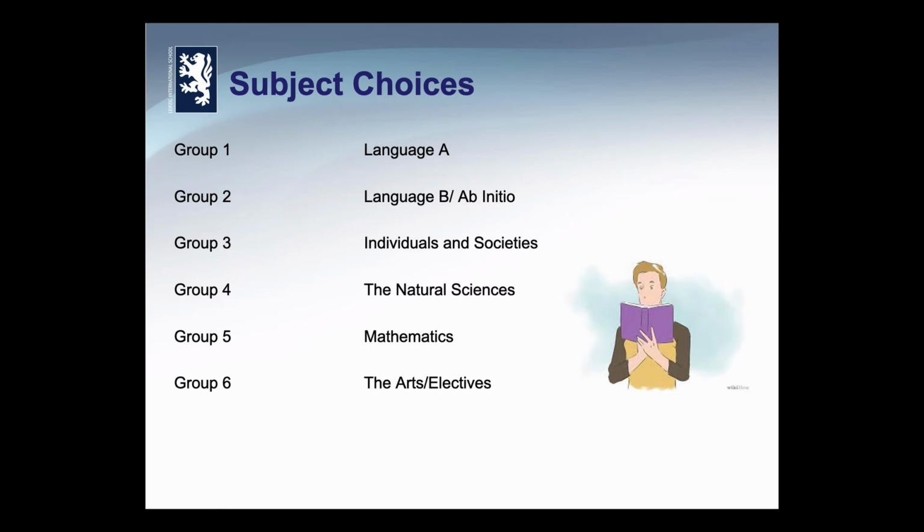The Analysis and Approaches course, the AA course, is designed for students who are highly competent in mathematics or who may wish to study mathematics later on at university level, or a component of mathematics in a university course like engineering, for example. And the AA course is available at higher and standard level.